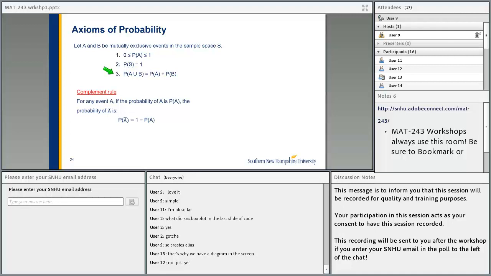So what's the complement rule? For any event A, if the probability of A is P of A, the probability of A complement, P of A bar, equals 1 minus P of A. Because all probabilities add up to 1, if I have the probability of event A occurring, the probability of event A not occurring would be 1 minus the probability of A occurring. So it's 1 minus P of A.